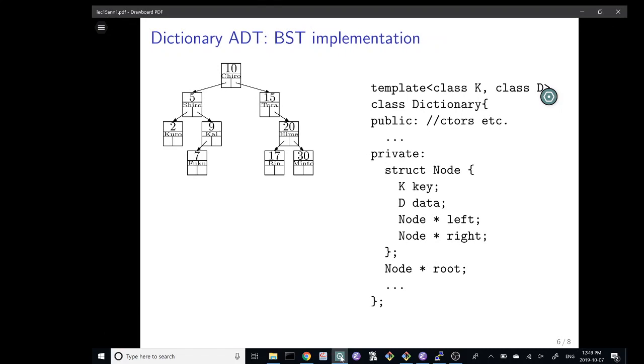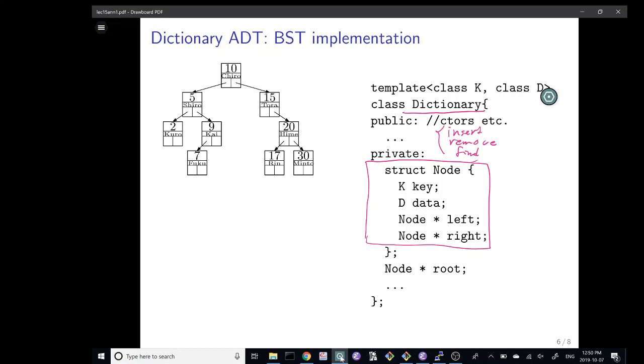This is the abstract data type implementation. Again, it's a dictionary. It has public stuff, which is the constructors, the insert, the remove, the find operation. All of those are in here. They're all public. The stuff that's private is the actual implementation as a binary search tree. And that's captured in a node structure, which now carries both key and data, and also has, like a binary tree, left and right child pointers.